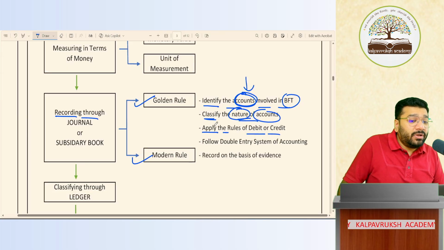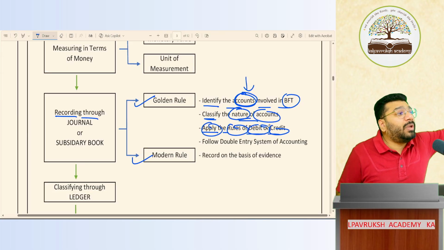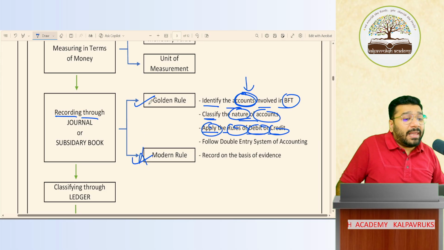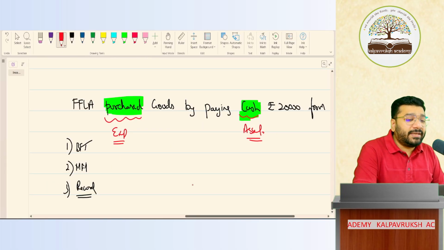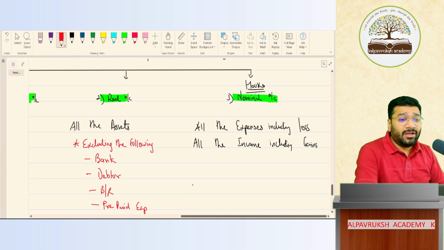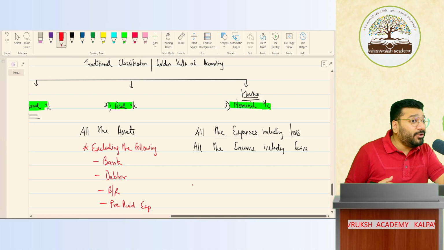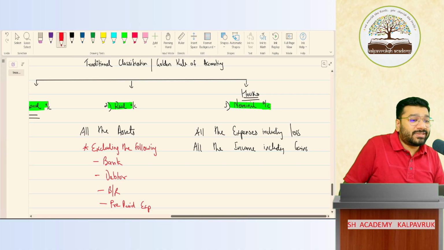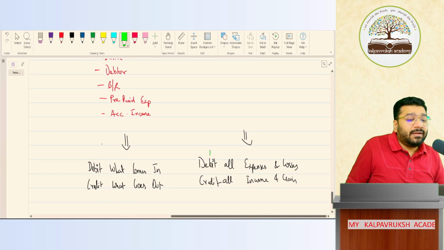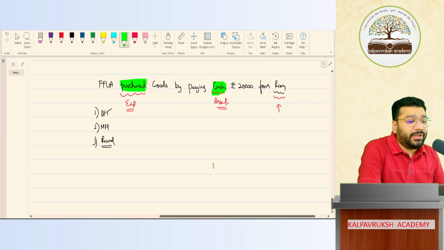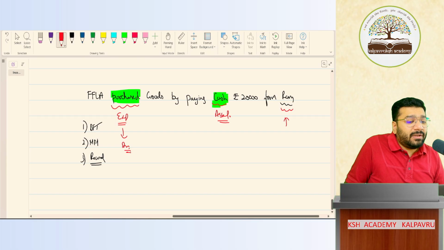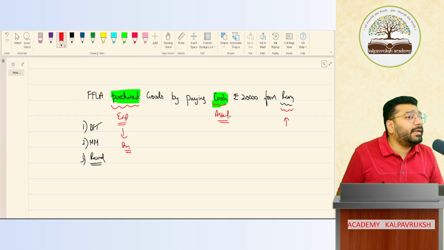Next, what are we supposed to do? Apply the rules of debit and credit. Now, which rule are we going to apply? Golden rule or modern rule? Sir, modern rule we have not even taught. So first we are going to apply the golden rule. What does the golden rule say? It says, if you are an expense, come to my house, the nominal house. Nominal house says that if you are an expense, debit yourself. So in my books of accounts, purchase will be debited. Got it, not got it.